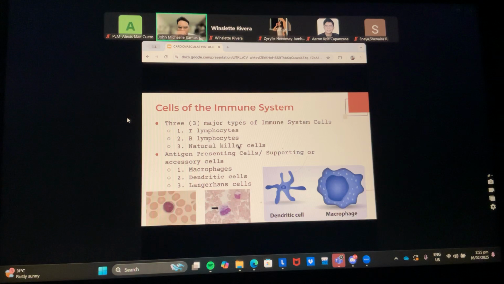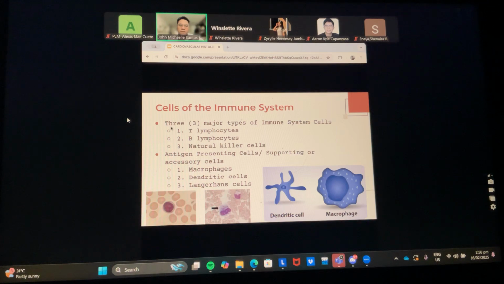The next one, you have your cells of the immune system. Okay? So the cells of your immune system are distributed throughout the body. You can find them in your lymph, blood, epithelia, connective tissues. They are considered to be motile. They move. They participate in phagocytosis, well, some of them. Okay, and then they detect foreign substances, organisms, and antigens that could trigger an immune response.